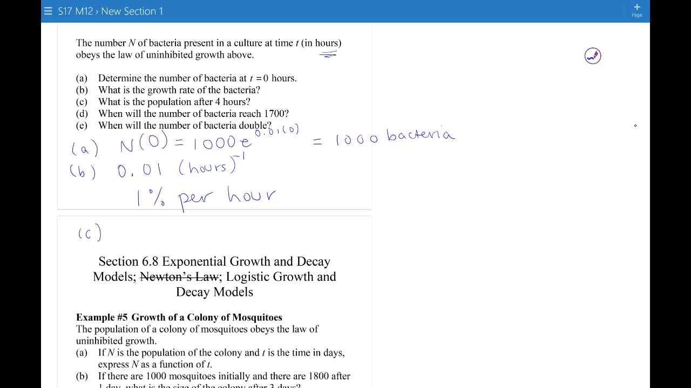Okay, so then if we want to know the population after 4 hours, we're going to say, what is n of 4? So it's going to be 1000 e to the 0.01 times 4. And let me get my calculator out really quick so I can find out about how big that is.